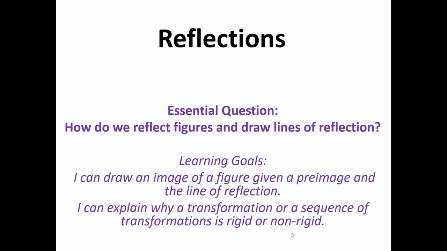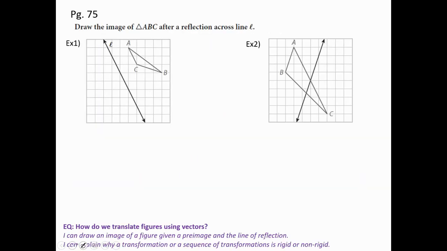All right, our essential question: how do we reflect figures and draw lines of reflection? Our learning goals: I can draw an image of a figure given a pre-image and a line of reflection, and I can explain why a transformation or sequence of transformations is rigid or non-rigid. You're going to notice that second learning goal pop up quite a bit as we continue to talk about rigid motion transformations.